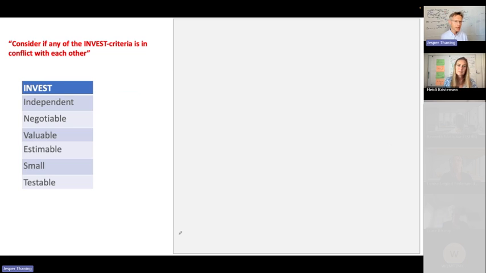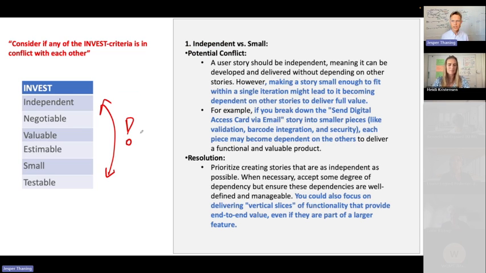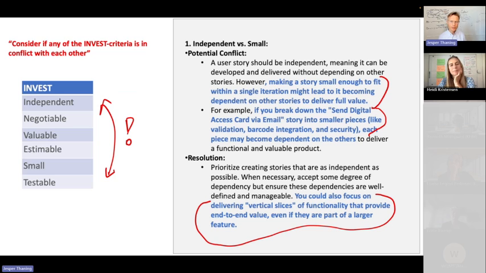I also asked it the question I often ask in classes: are there any conflicts between these INVEST criteria? Conflicts, so it's difficult to fulfill both of them at the same time. And it quickly and correctly said that making a story small enough to fit within a single iteration might lead to it becoming dependent on other stories to deliver full value. So it understands the INVEST criteria and also some of the trade-offs here. And it also knows something about vertical slices, how we can split things.